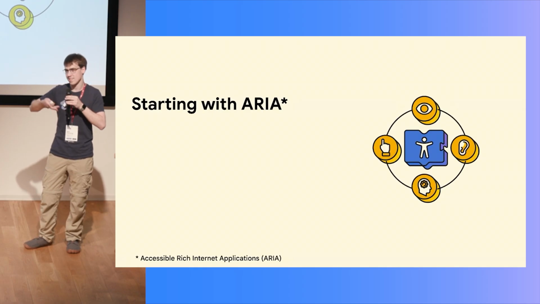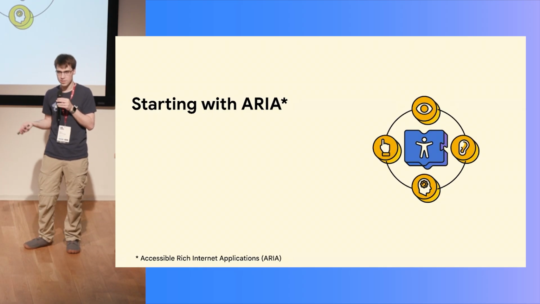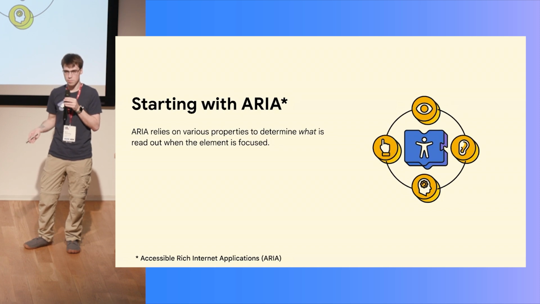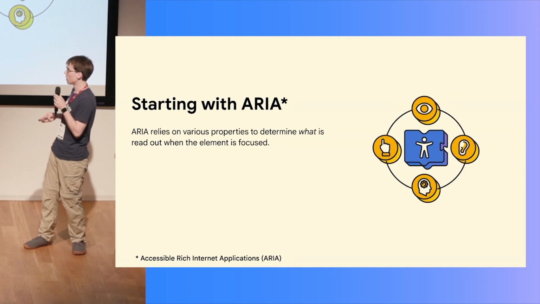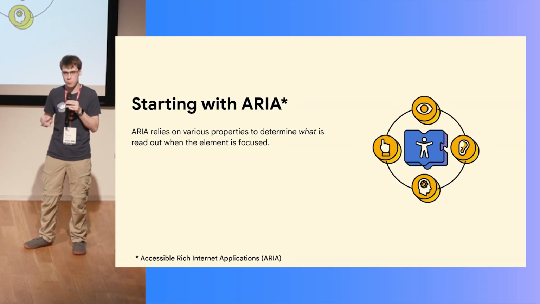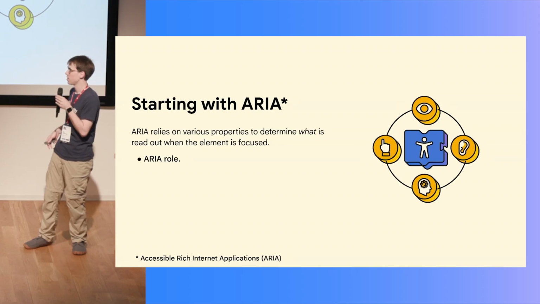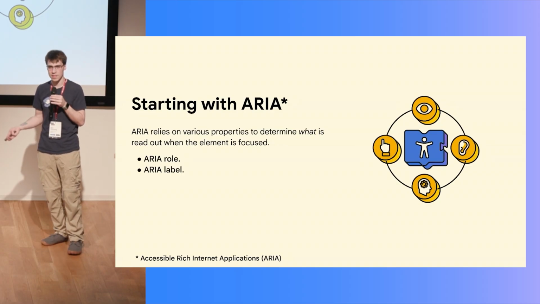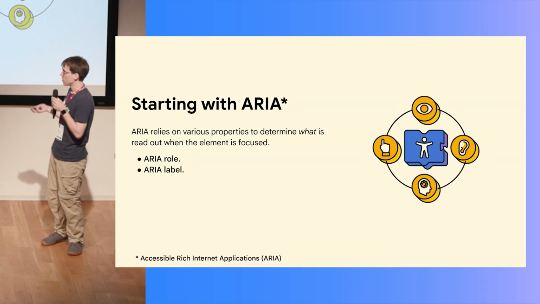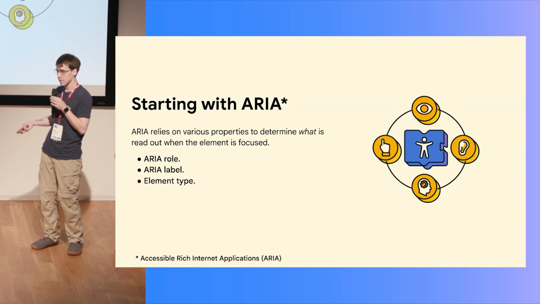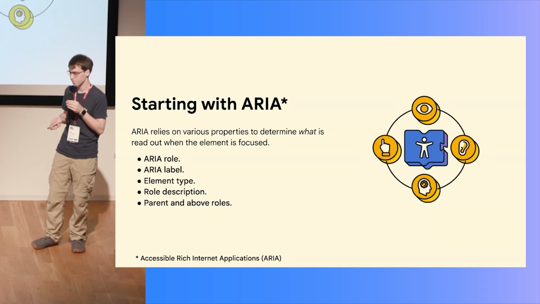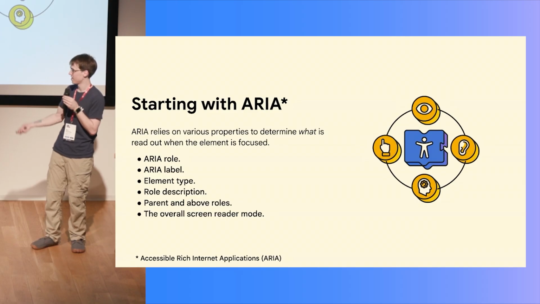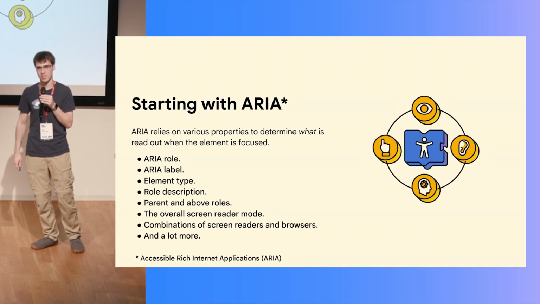The way to get something communicated is through ARIA. ARIA is a standards-based way of specifying readout contexts for DOM elements. And it uses a bunch of different properties in order to establish what is read out. There's the ARIA role, the label if you want to specify the element type, information about an override of role description, parent information, screen reader mode, combinations, and a lot of other stuff.